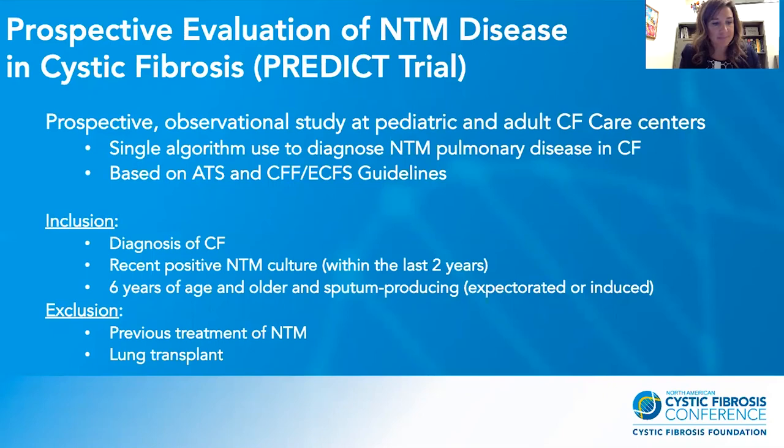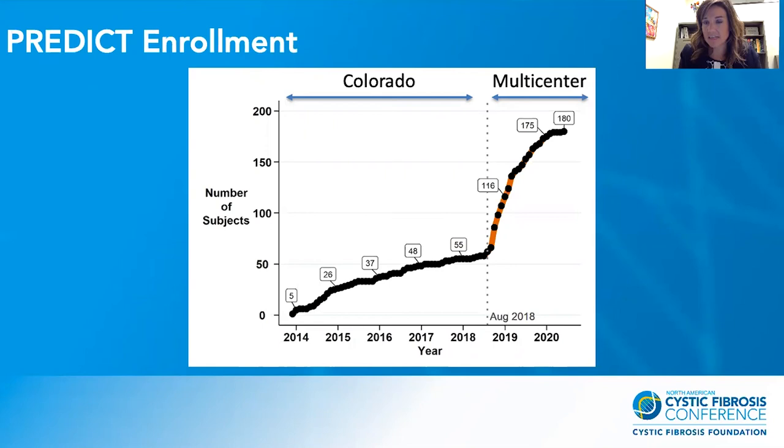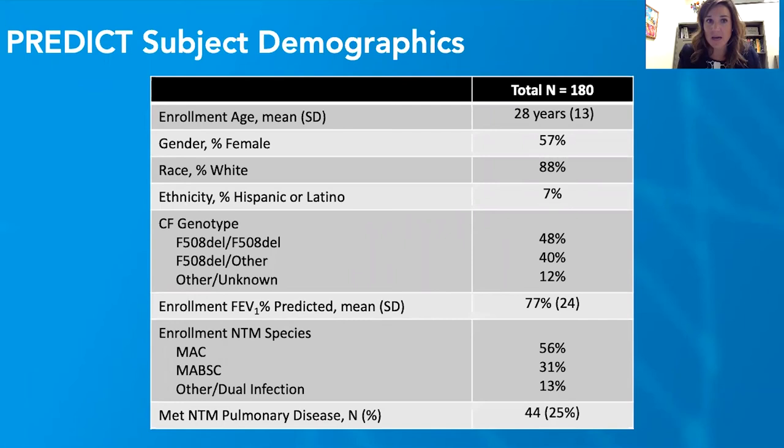Here is an overview of our enrollment during the period of the single center study followed by the multi-center study. And we currently have 180 subjects enrolled out of our target 200. So during this interim analysis, we'll be reviewing demographic data from the 180 subjects enrolled. On average, our average age is 28 years. The majority of our subjects are female. The majority are white and non-Hispanic or Latino ethnicity.